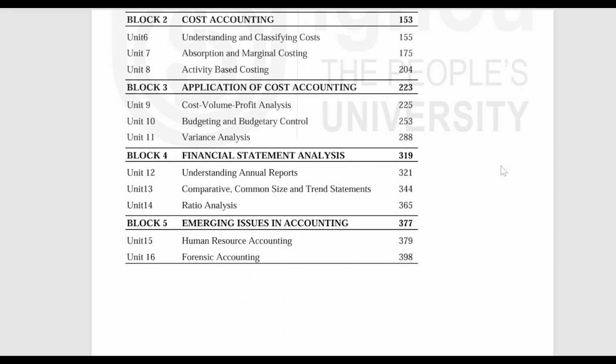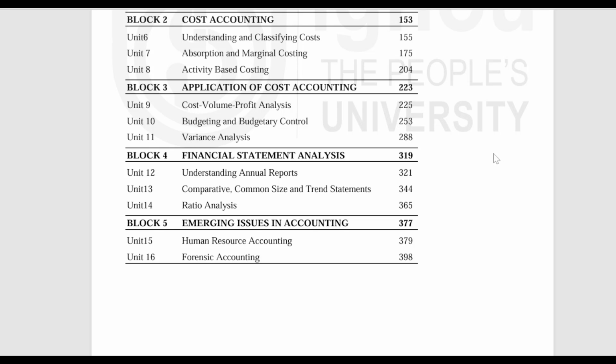And block 2, Cost Accounting. It covers Unit 6, 7 and 8. It is Understanding and Classifying Cost, that is Unit 6. Unit 7 is Absorption and Marginal Costing. Unit 8 is Activity Based Costing. And block 3 covers Unit 9, 10, 11. It is Application of Cost Accounting. And Unit 9 is Cost Volume Profit Analysis. Unit 10, Budgeting and Budgetary Control. Unit 11 is Variance Analysis.